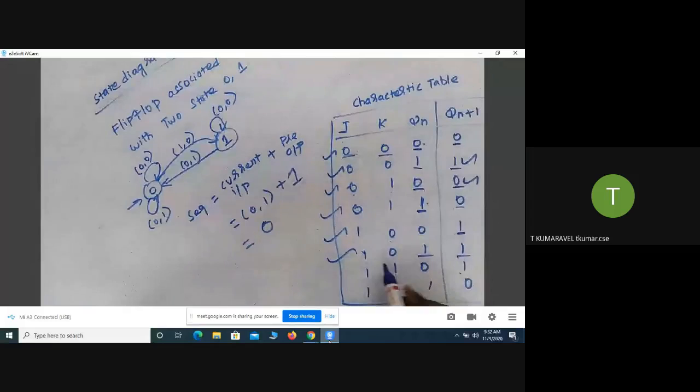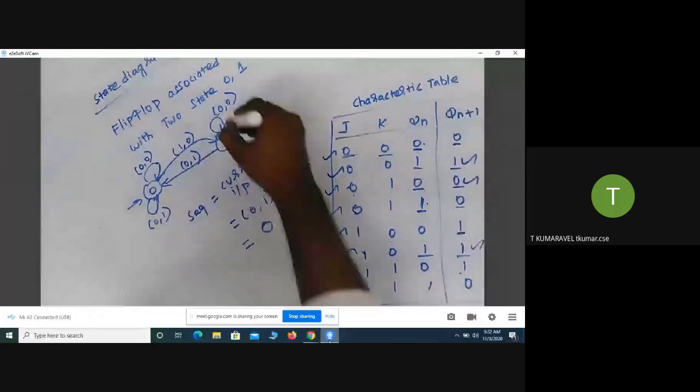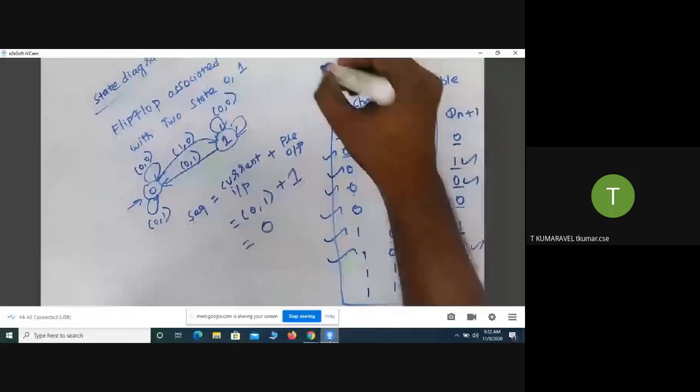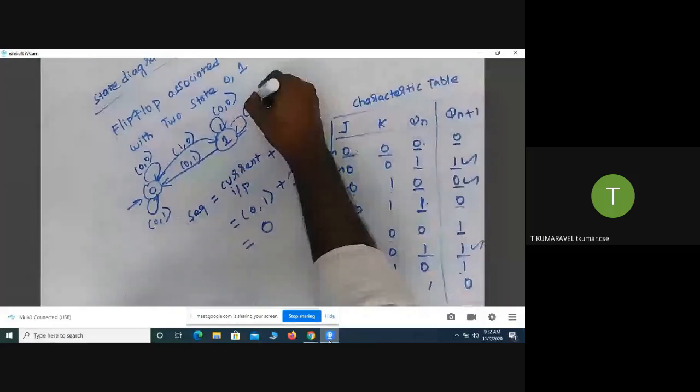I'm there in the first state. I'm going to take the input as 1 comma 0. So 1 comma 0. What is the current output? The current output is 1. Okay. I'm there in the first state, taking input as 1 comma 0. The final output is 1. What is the meaning? I will retain the same state.